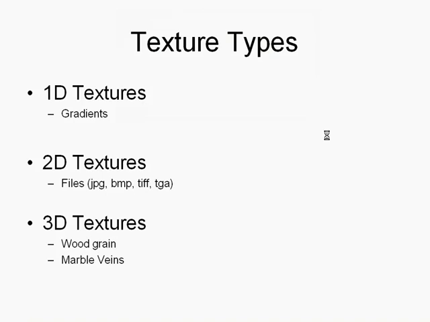There's 3 types. Surprise, surprise. A lot of you may be going, wow, 1D textures? Yes, there is such a thing as 1D textures. You can have things like gradients where it just goes from one color that's shifting to another color or something like that. Precisely.